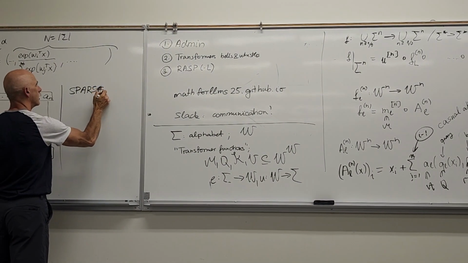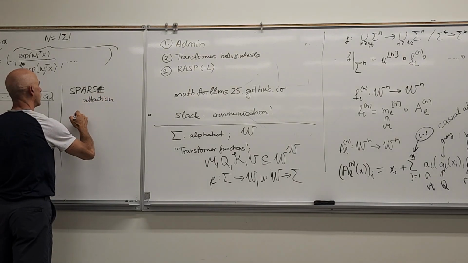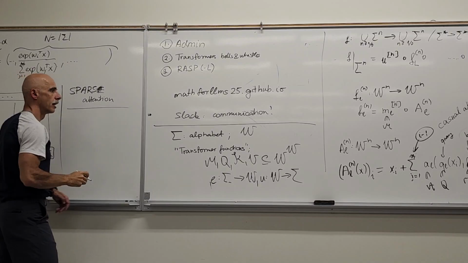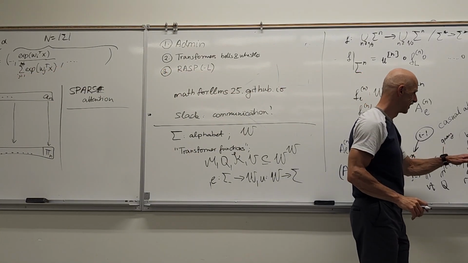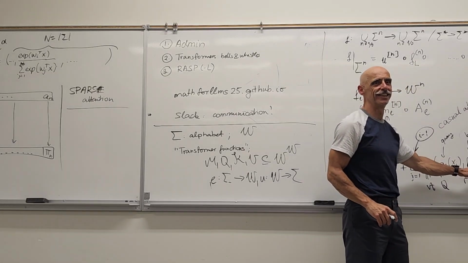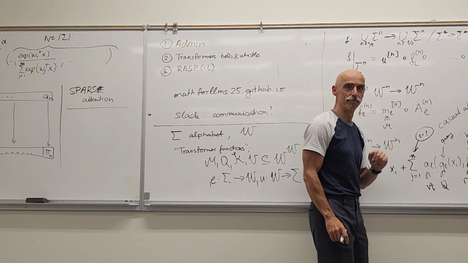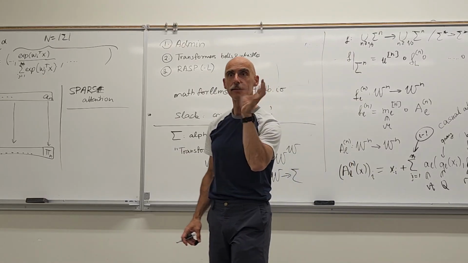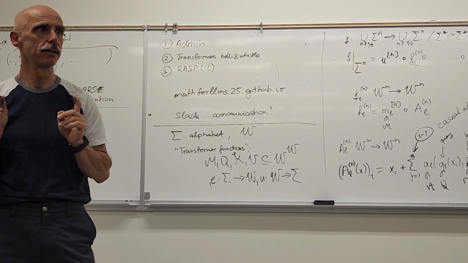Sparse attention. Okay. The next thing that we haven't discussed is that this whole architecture, this whole map, is invariant to shuffling the order of inputs.